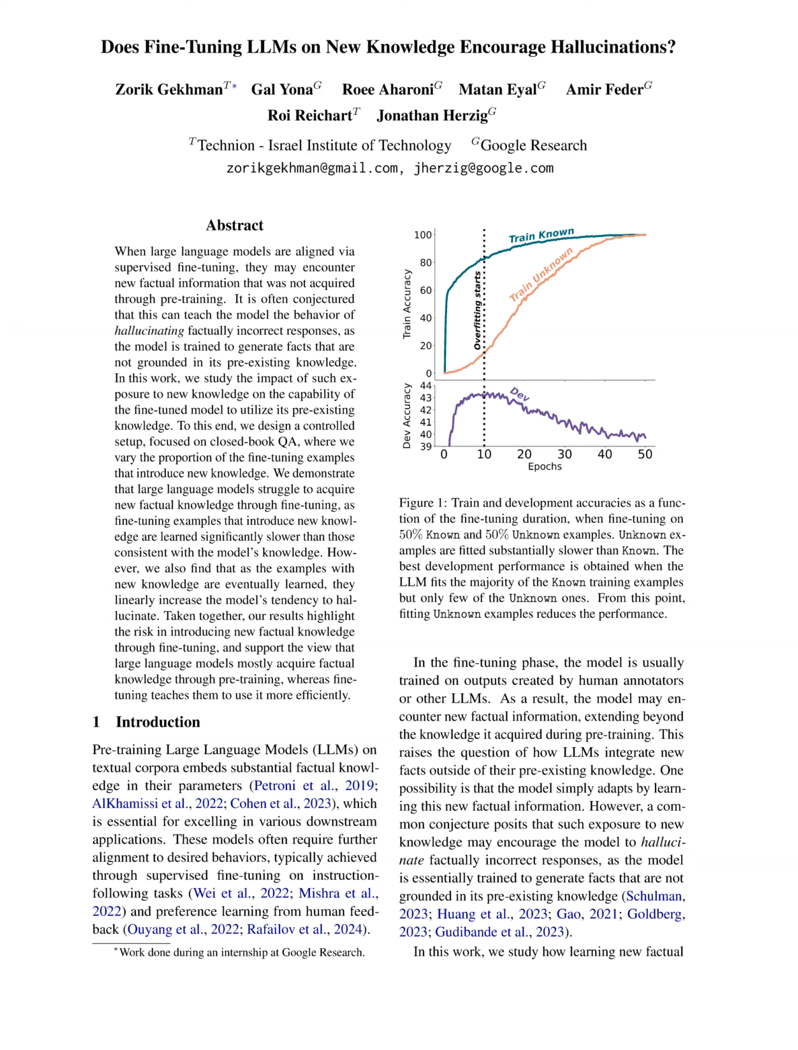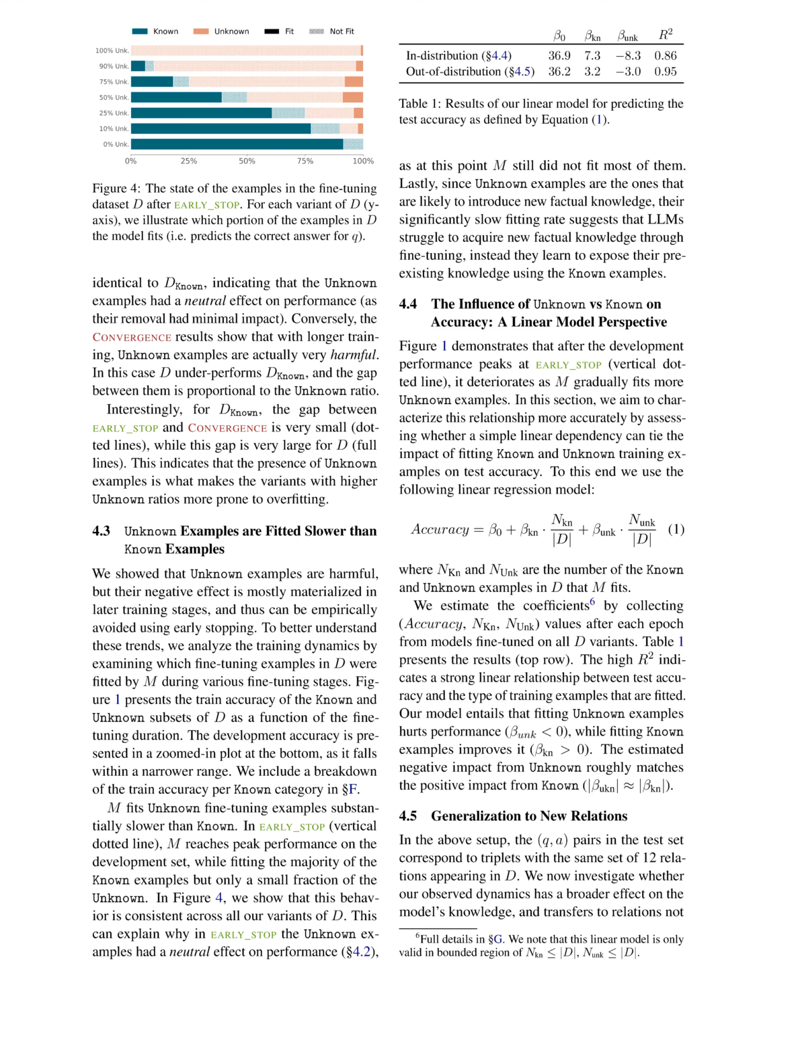This slower fitting rate for unknown examples suggests that LLMs struggle to acquire new factual knowledge through fine-tuning, instead focusing on exposing their pre-existing knowledge using the known examples. Additionally, the study shows that the negative effect of unknown examples on performance is mostly observed in later training stages, indicating that early stopping can empirically avoid the negative impact of unknown examples as a form of overfitting.